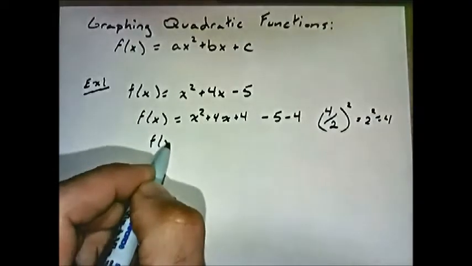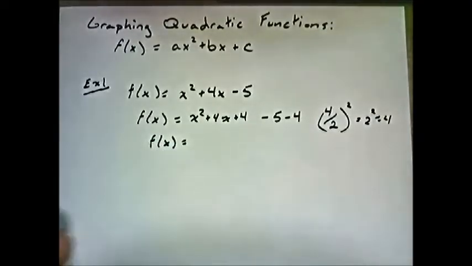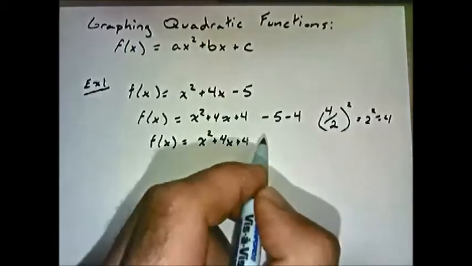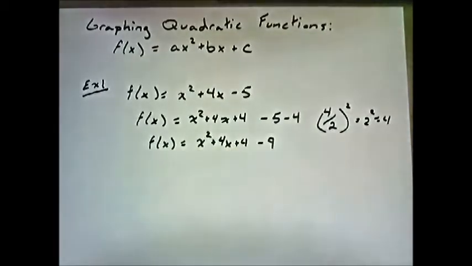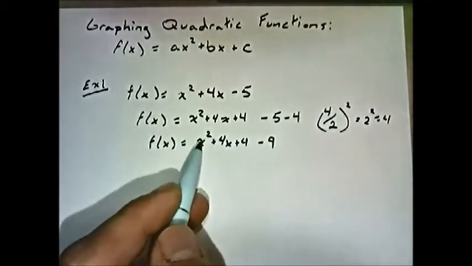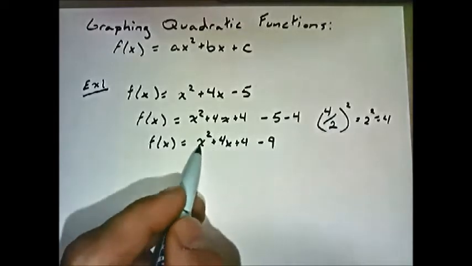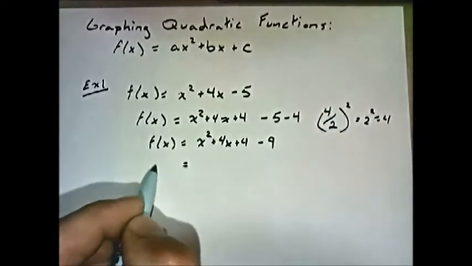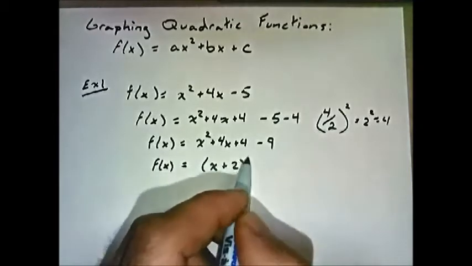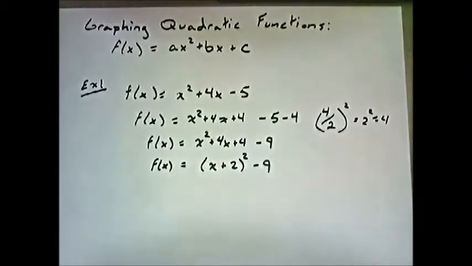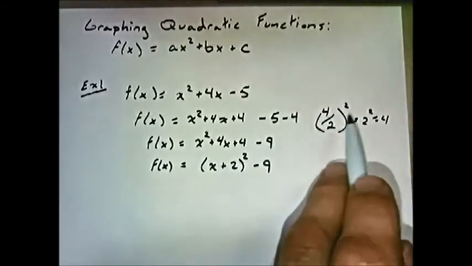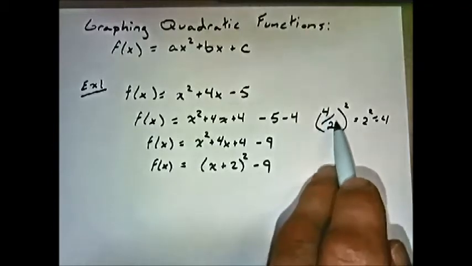So then our new function is f of x equals x squared plus 4x plus 4 minus 9. We're going to go ahead and factor the trinomial x squared plus 4x plus 4 that we just completed the square for. So we have x plus 2 squared minus 9. Remembering, this 2 came from what we got in the parentheses after we divided by 2.